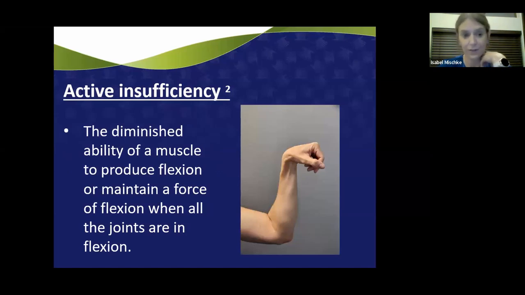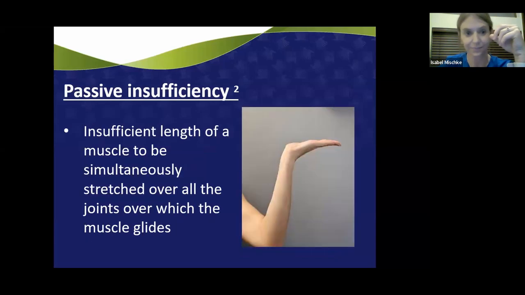That is what it looks like on the photo. So it's the diminished ability of a muscle to produce flexion or maintain a force of flexion when all the joints are in flexion. So that is why we don't prefer to splint a wrist in flexion. And I do know that in some of the rural settings, the plaster cast is still applied in flexion. But as soon as you do get your patient, try to get the wrist back into at least neutral so that the extrinsic flexors, the FTP and the FTS, can at least start moving so that they don't have active insufficiency and it's too difficult for your patient to get that flexion.